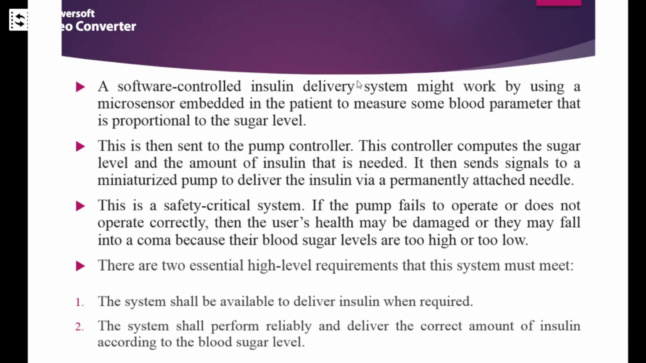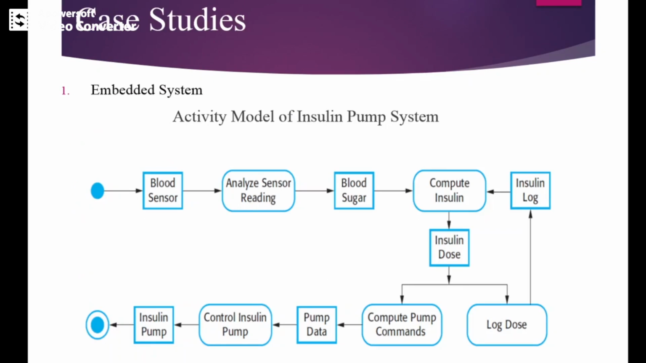Now, a software controlled insulin delivery system. We have built this one. It might work by using a microsensor embedded in the patient to measure some blood parameters that are proportional to the sugar level. Now we'll come to the diagram. First you have the blood sensor. The microsensor is embedded into the diabetes patient's body to read the different blood parameter values.